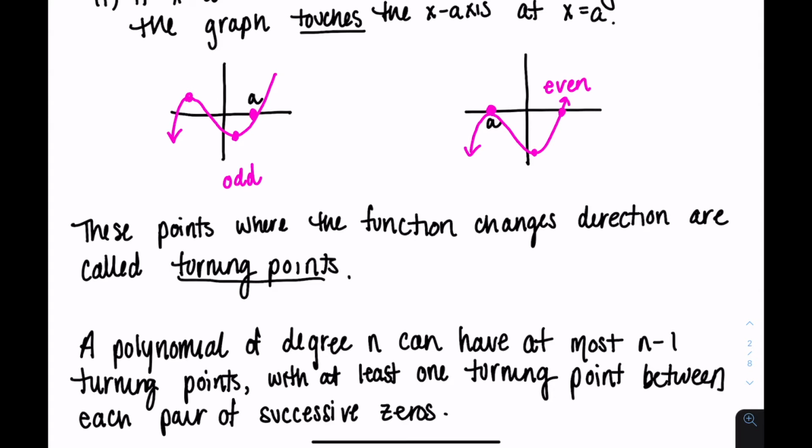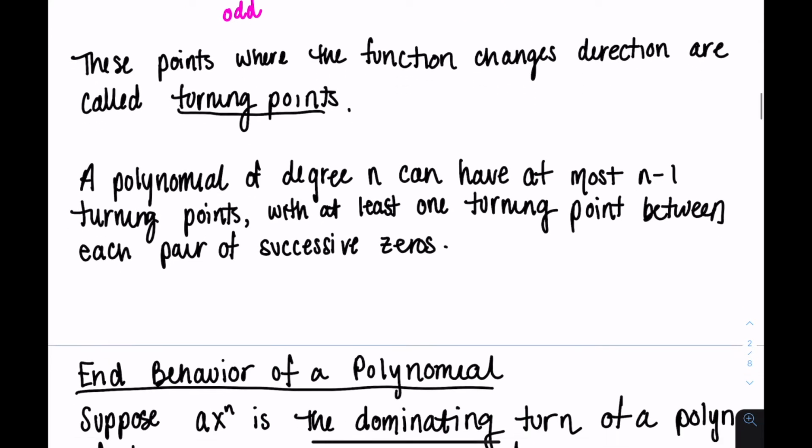But if you do have 2 consecutive zeros, there has to be at least 1 turning point in between those two. So it's got to start at that axis and then it's going to have to come right back around. So you're guaranteed a turning point somewhere in between 2 zeros. There might be more, but there's going to be at least 1.